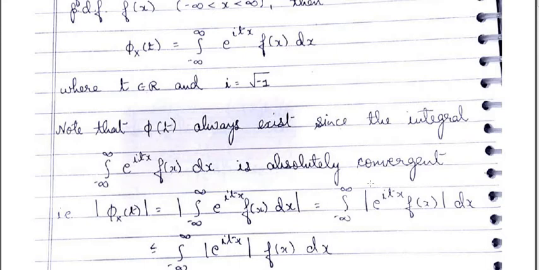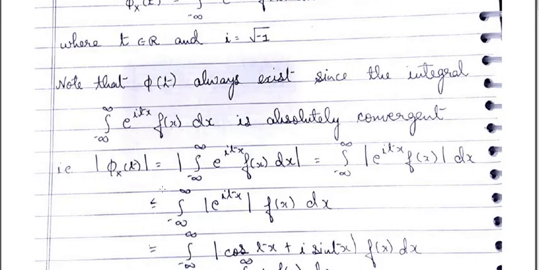Phi_X(t), which is the integral from minus infinity to plus infinity of e raised to itx f(x) dx, is less than or equal to the integral of the modulus of e raised to itx times f(x) dx. Why do we write here less than or equal to? Because e raised to itx is nothing but cos tx plus i sin tx. Cos tx is the real part, and i sin tx is the imaginary part. When we take the modulus, that is under root cos square tx plus sin square tx, and cos square tx plus sin square tx is equal to 1, so that is less than or equal to 1.